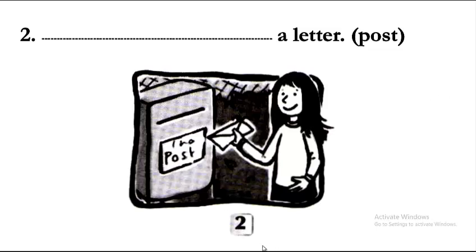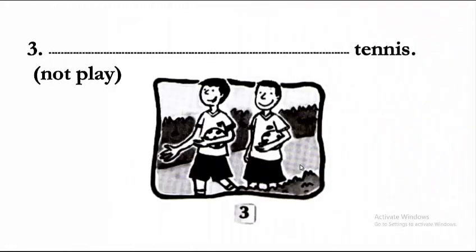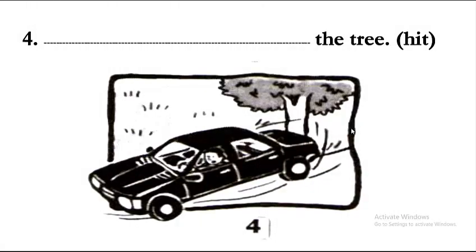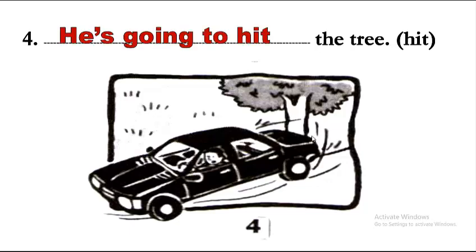Look at picture number 2. What is she going to do? That's right, excellent. She's going to post a letter. Number 3. Use the verb between brackets, my dear students. What are they going to do? They aren't going to play tennis. Wonderful. What about number 4? What is going to happen here? That's right, he's going to hit the tree.